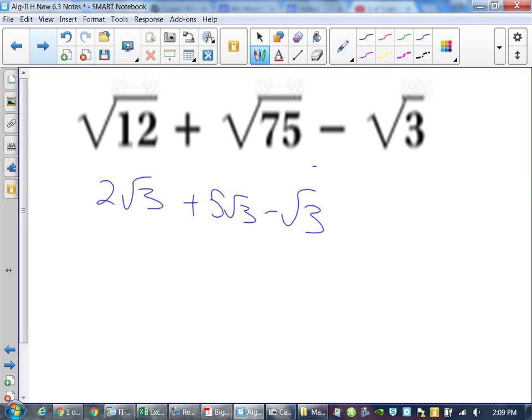So, what's 2 plus 5 minus 1? What's 5 minus 1 plus 2? What's negative 1 plus 2 plus 5? What's negative 1 plus 5 plus 2? Does it matter which one you do first? So your answer is? 2 plus 5 minus 1. 6.